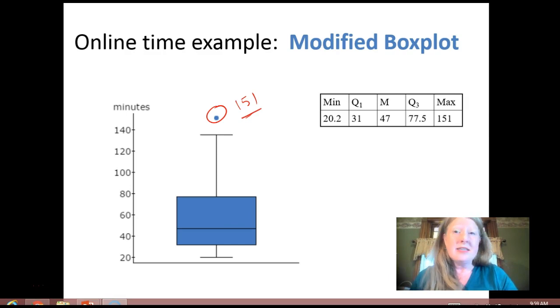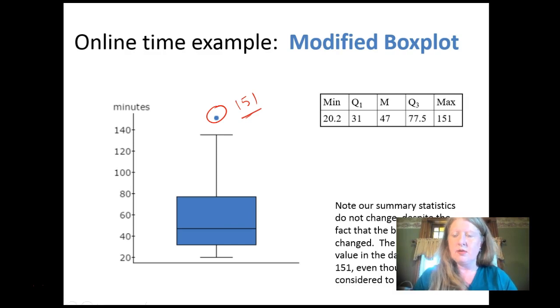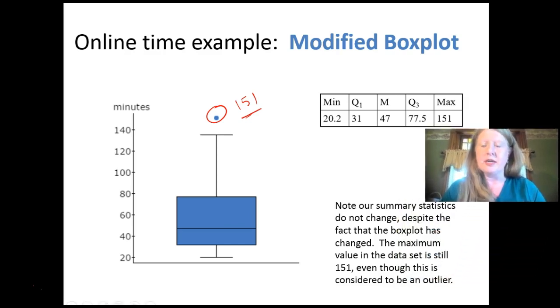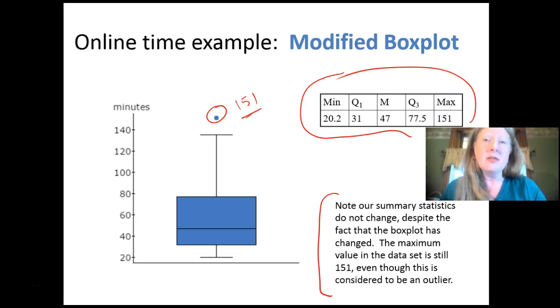Okay, going back to this example with the online time, I have a question for you now to think about. Let me just advance here. Oh, actually, one thing I wanted to mention before we move forward. We found that 151 was an outlier because we applied the 1.5 times IQR rule, but I wanted to make sure it was clear to everyone that even though 151 is an outlier, our 5-number summary is not changing. So 151 is still the maximum in the data set. We wouldn't suddenly say, because that's an outlier, it's no longer the maximum.